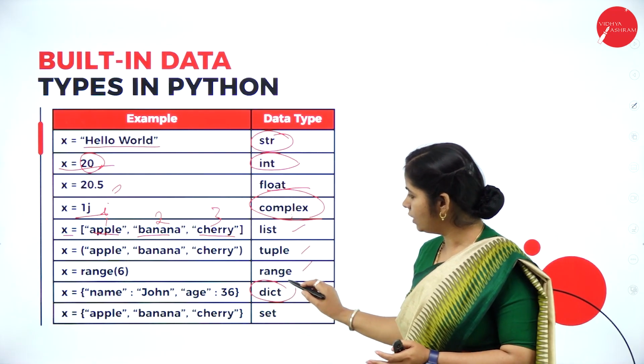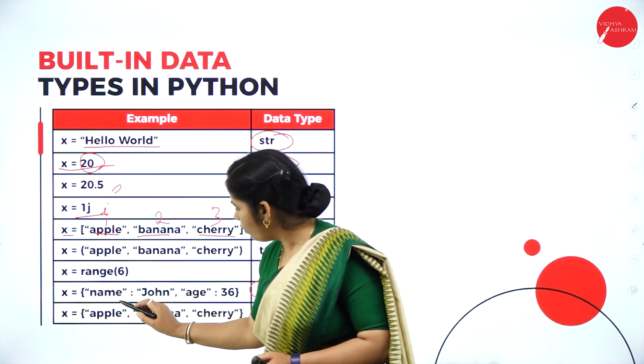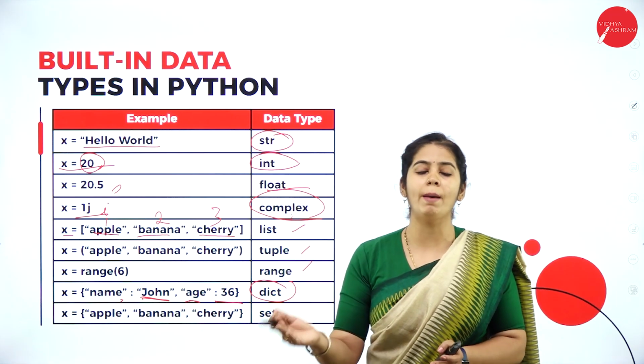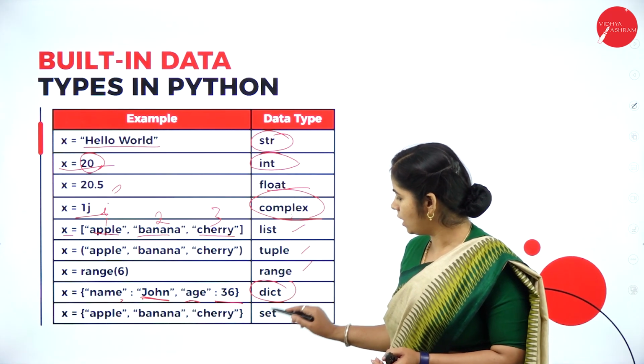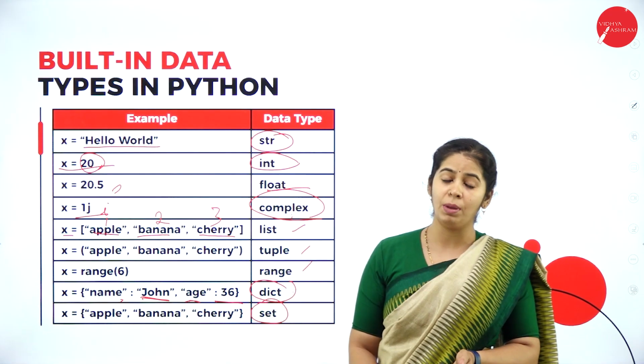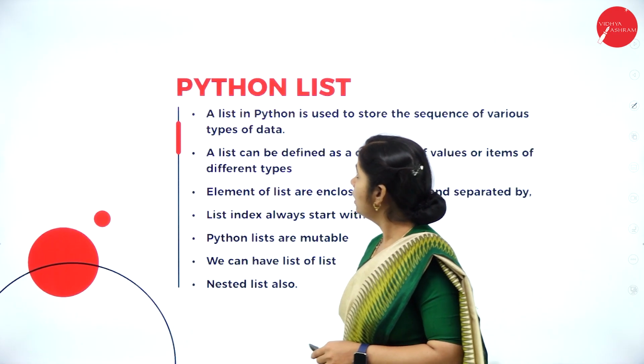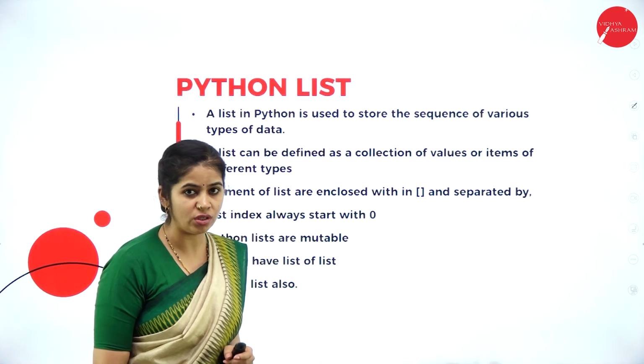And here we have a dictionary. What is a dictionary? For the name you are giving one value, for the age you are giving one value. That is called the mapping data type, and this is a set data type. Let's see each data type in detail. Let's have a Python list as the first data type.